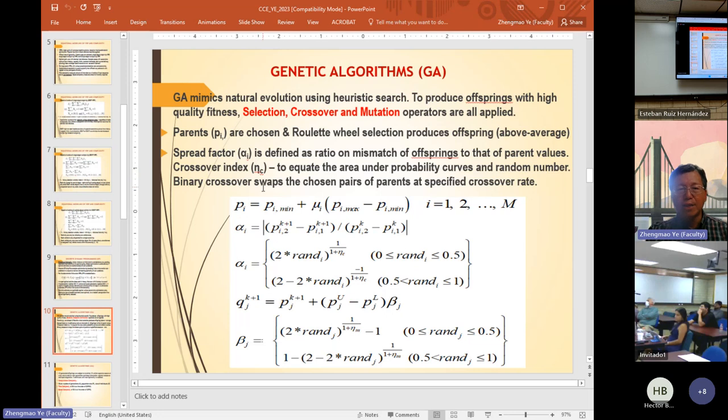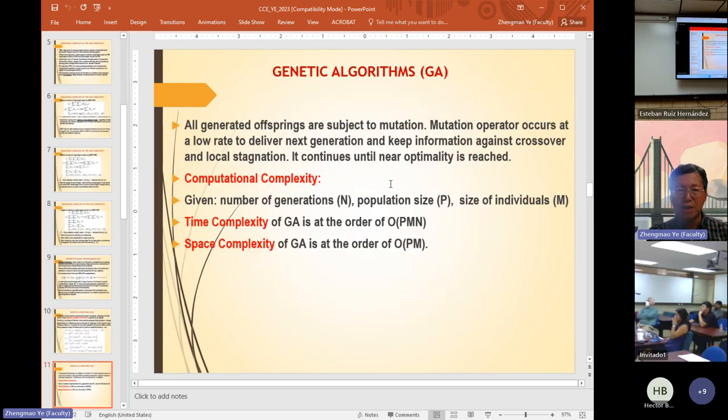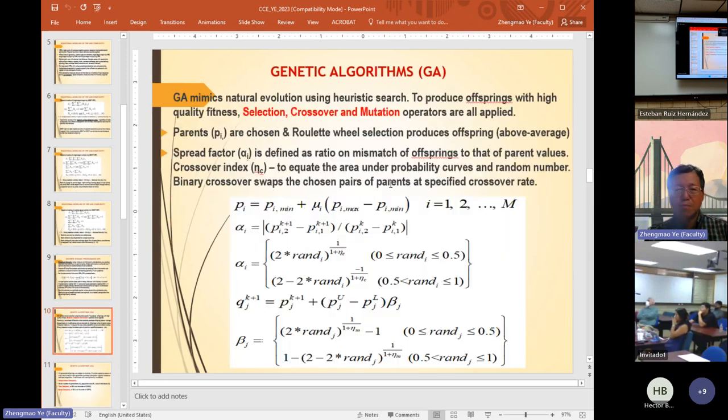After selection, we have the crossover operators, which is our second step of the genetic algorithm. Finally, the mutation is also made to avoid stagnation.